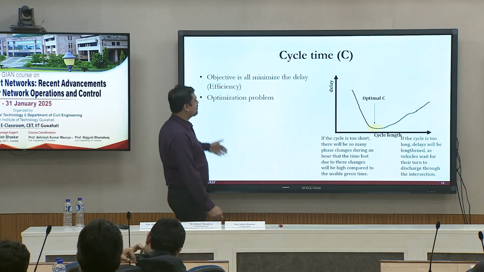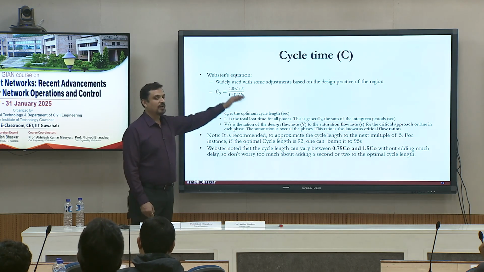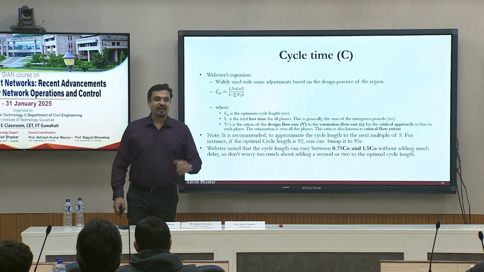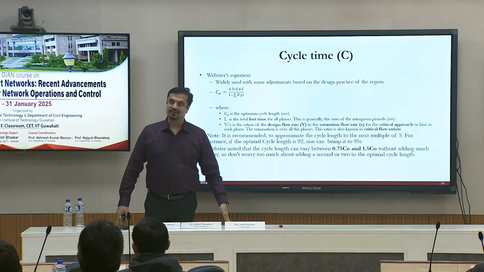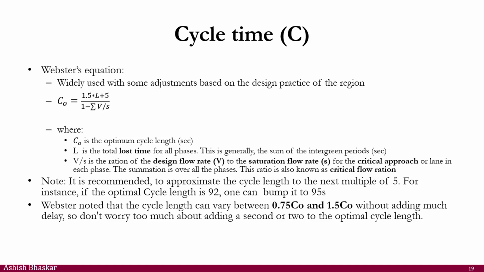And Webster gave an equation. It was an optimization problem he solved. The optimal cycle time is (1.5 L plus 5) divided by a certain factor, which we will discuss later on. Different procedures can be considered by the specific jurisdiction, but there is an equation that will give you an optimal cycle time, where L is the lost time for all the phases, and V by S is the design flow to saturation flow ratio, which I will discuss later on. But let's say you get the optimal cycle time.